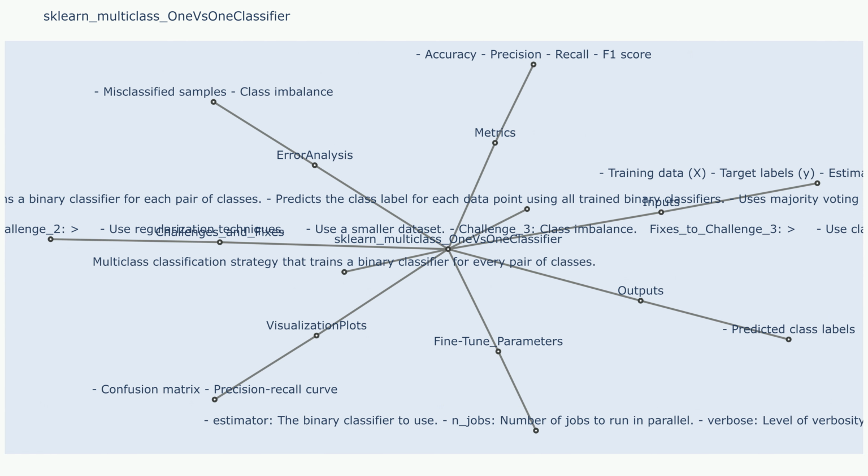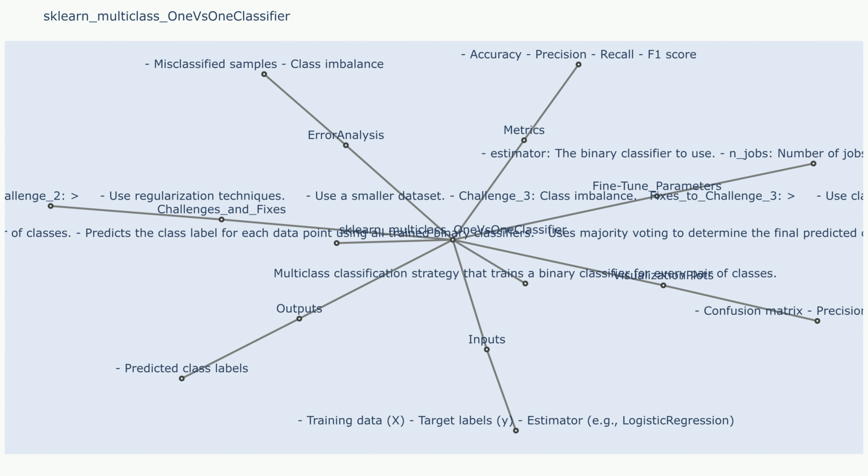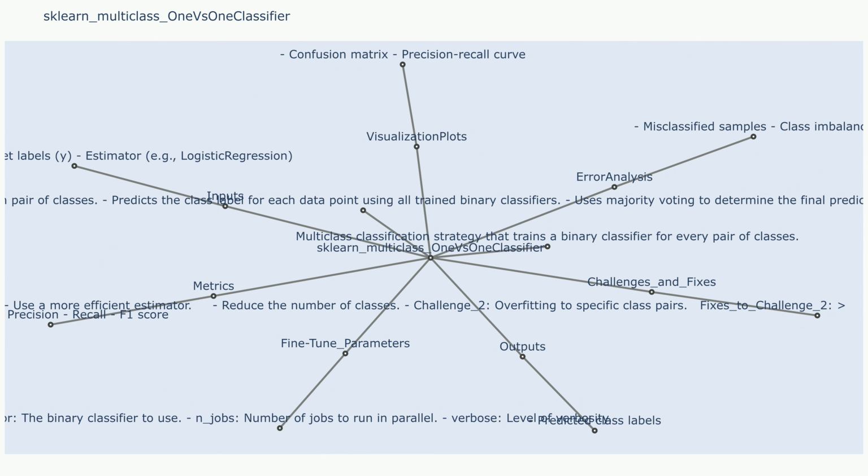Fine-tune parameters: estimator: the binary classifier to be used for each pair of classes. The default is a logistic regression. N-jobs: the number of jobs to run in parallel. This can be used to speed up the training process. Decision function shape determines the shape of the decision function. Can be OVR (1 vs rest) or OVO (1 vs 1). Uncertainty methods: confidence scores: the 1vs1 classifier can provide confidence scores for each class, which can be used to measure the uncertainty of the prediction.